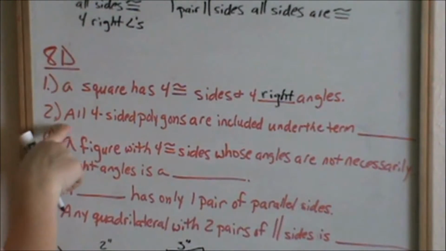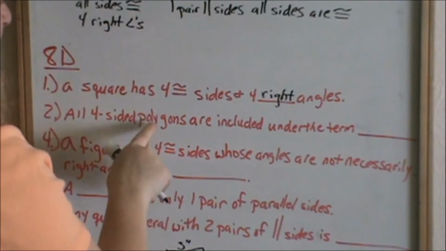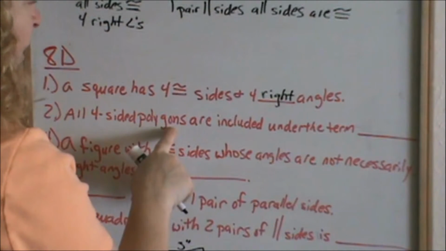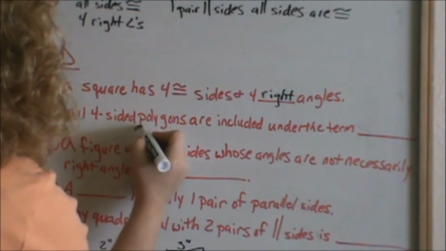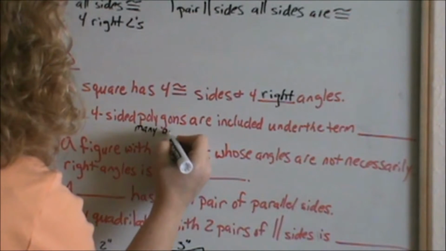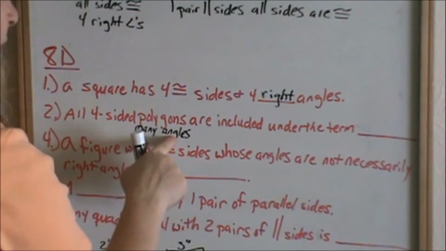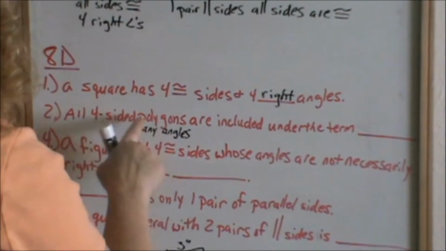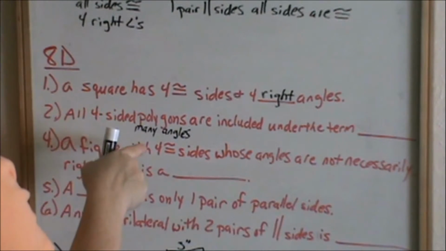Number 2, all 4-sided polygons, all of these are called polygons. Polygon, gon means angles, poly means many. So this just means many angles. All these quadrilaterals are called polygons, which just means that they have many angles. They have more than one angle. And a 4-sided polygon just means it's a 4-sided figure.